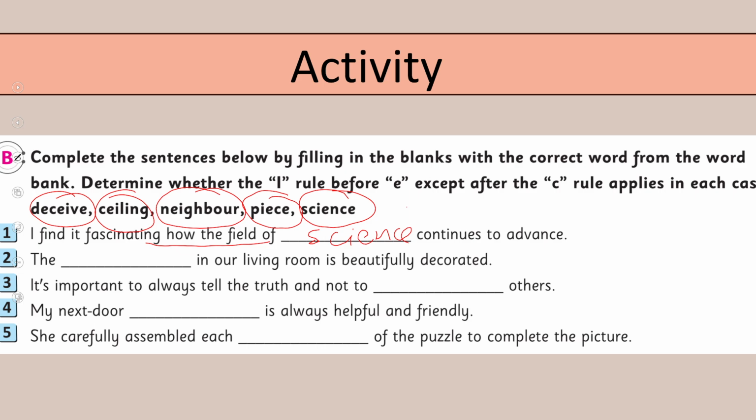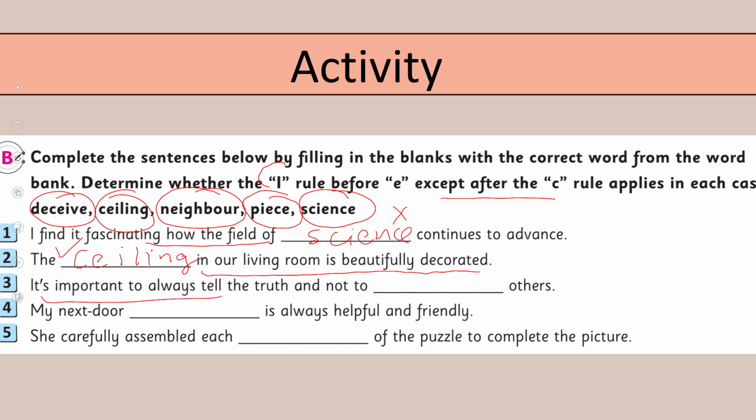No, this is not following the I before E except after C rule. Next one. Our living room ceiling is beautifully decorated. What are we talking about? Ceiling. Yes. Is it following the rule? Yes, this word is clearly following the rule of I before E except after the letter C.